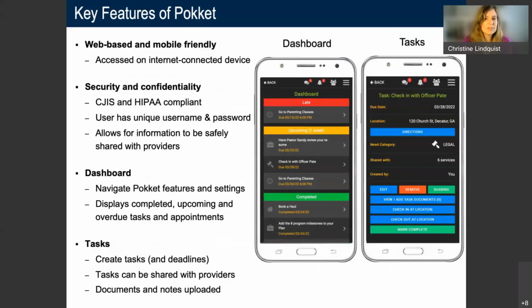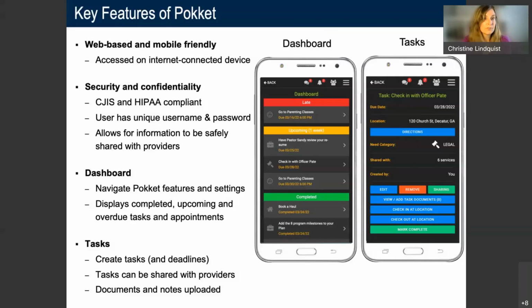In the next couple slides, I have a few screenshots that show what the Pocket tool looks like on an iPhone, but it can be accessed on any internet-connected device. It has a number of security and confidentiality features, which are important for sharing HIPAA-protected data among various service providers. One of the screenshots here shows the dashboard feature, which is what clients see when they log in to Pocket, and it shows immediate tasks that are coming up and anything that's overdue or any appointments that they have on their calendar. In the task panel on the far right, clients can create tasks for themselves. They can share them with providers. And important for reentry, this is actually a place where they can upload and store secure electronic documents.